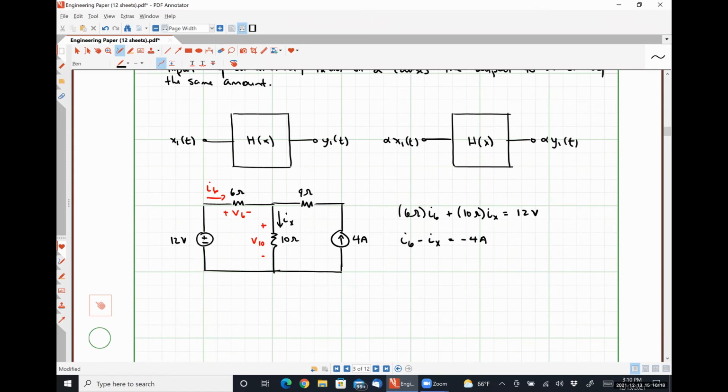I don't really need to go through the full analysis steps again. It's going to work the same way, except the sources are going to be twice as large, right? That's what I did. So if we throw this guy into our equation solver, we'll get values for I6 and IX again. And the expectation here is that our values will double because we doubled the inputs, all right?